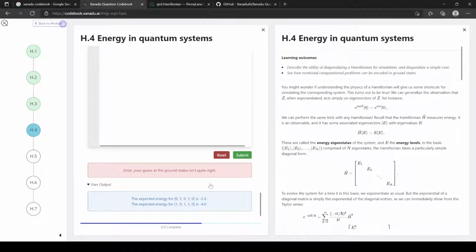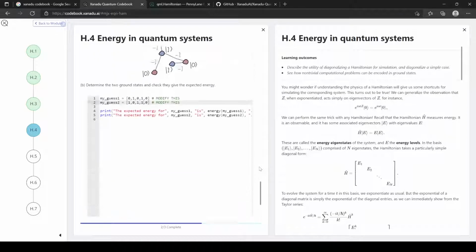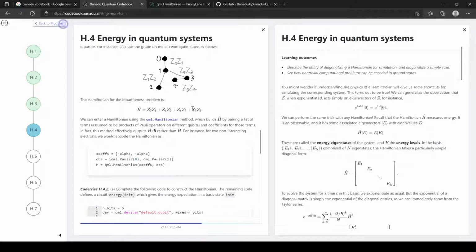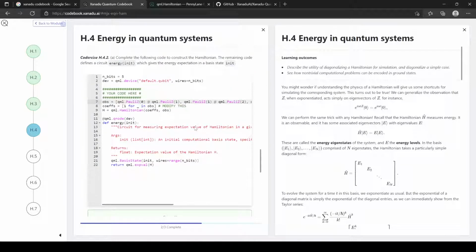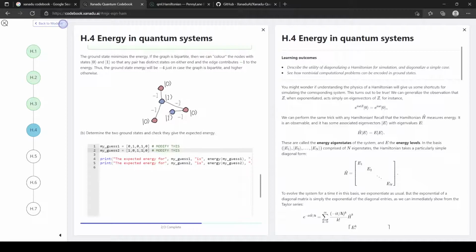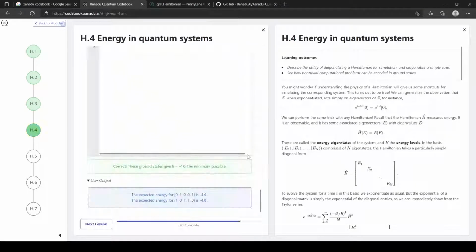Ooh, -4. What am I doing wrong for this one? 3 and 4 are off. Oh, 1 and 3 are the same. That's the problem. 1, 0, 0. See, 0, 1, 1, 0. Oh, that's why we want 4 to be. That should be it. There we go.